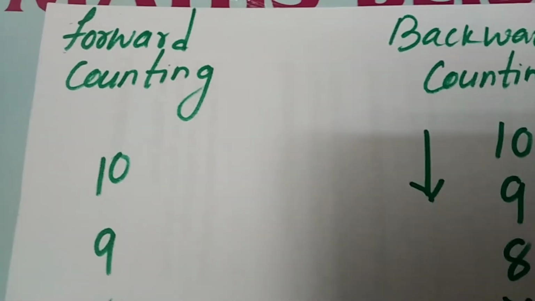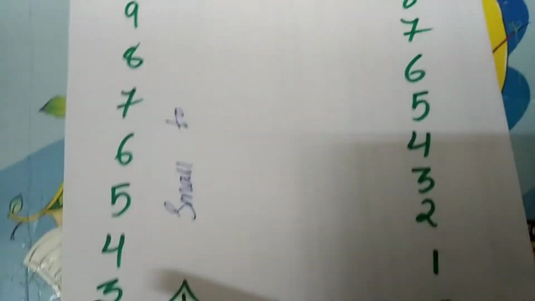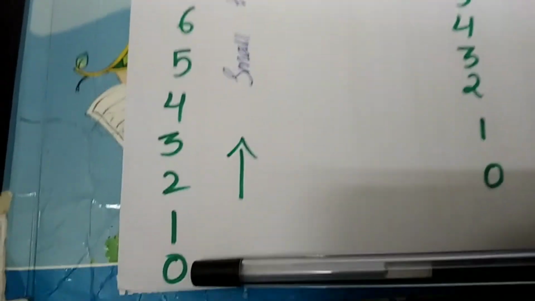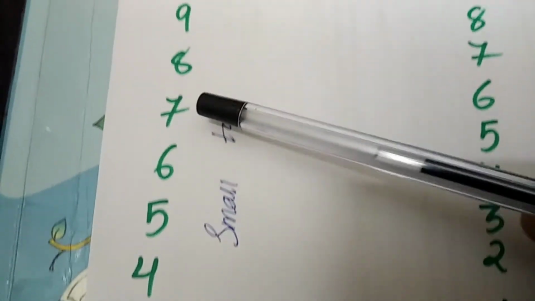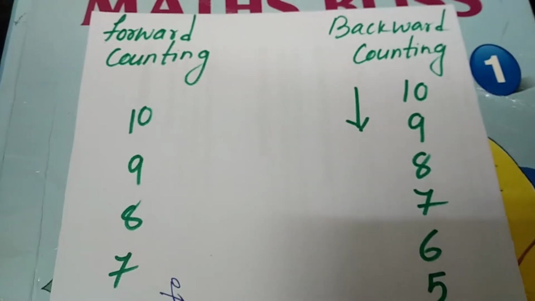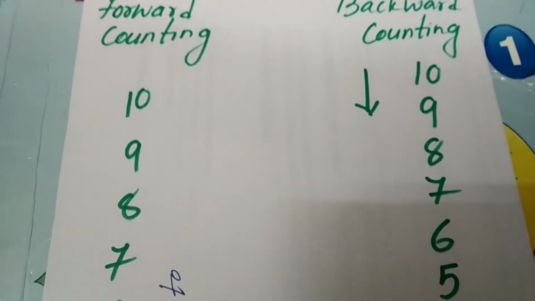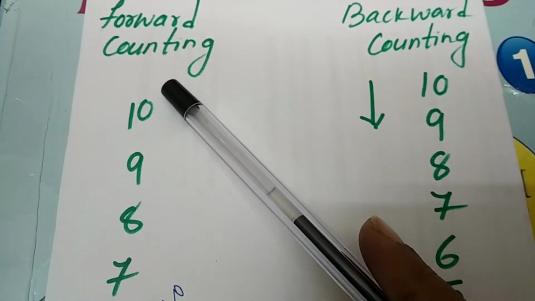Okay, and we have also discussed forward counting, right? So if we are counting what? From 0, 1, 2, 3, 4, 5, 6, 7, 8, 9, 10, 11, 12, 13, 14. Like that, how we normally count. If we are counting like that, that is called forward counting.